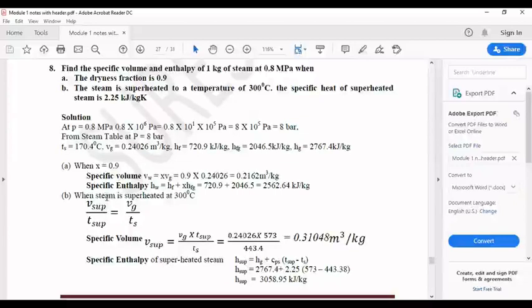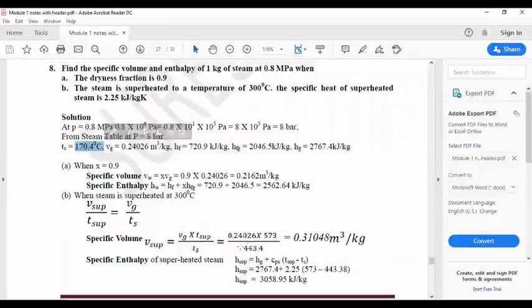So this temperature you already know, that is 300 degrees Celsius. So you just have to find this V superheated value. This temperature of superheated steam, I'll take to the other side. That way, the specific volume of superheated steam is equal to Vg into T superheated divided by Ts. This Ts you get from the steam table, that is 170.4 degrees Celsius.